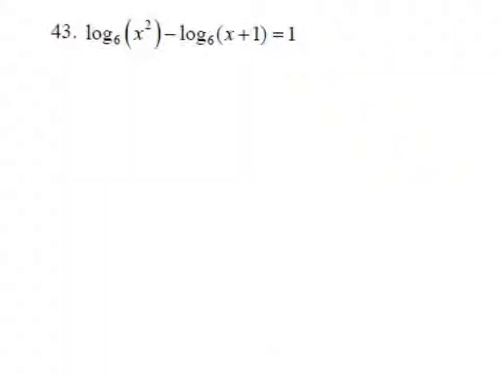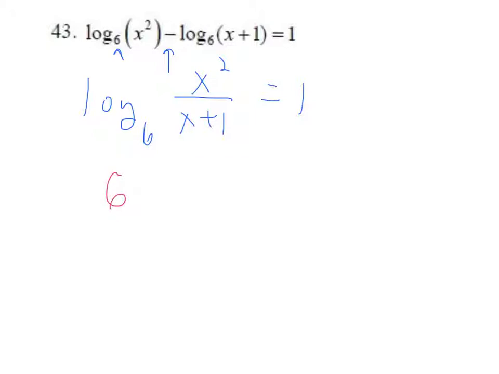Okay, now this is the same kind of problem. It's going to have a little twist to it. So it's a subtraction, it's base 6. So it's the log, it's not the exponent. It's that quotient property. So I'm going to write x squared over (x plus 1), and that has to equal 1. Now, just like I did with the other one, I'm going to rewrite this so I don't have a logarithm. So 6 to the first power has to equal that, and I'm going to write that as 6 over 1.